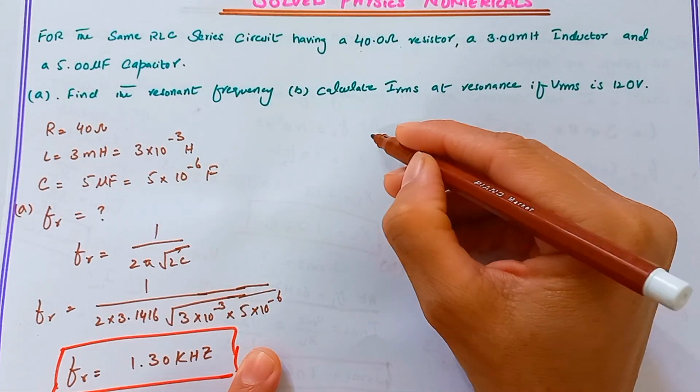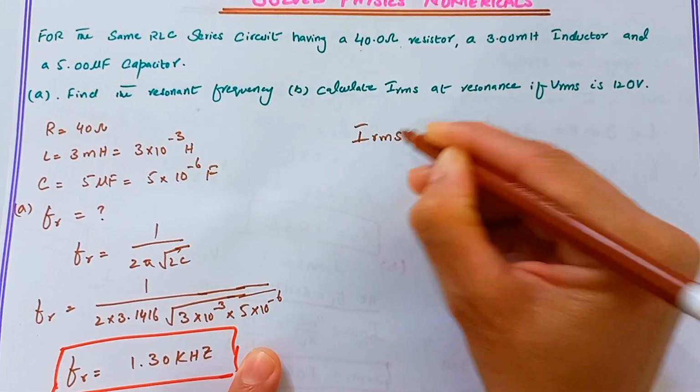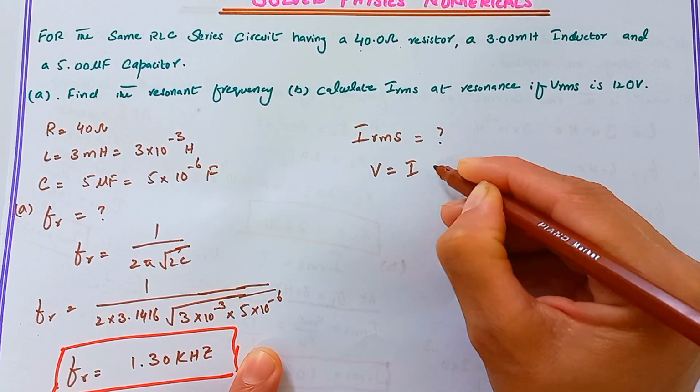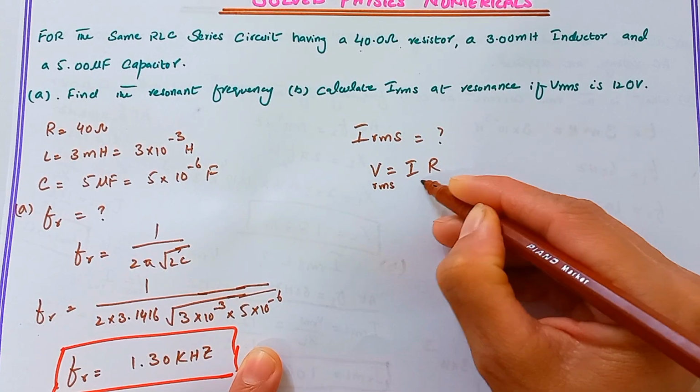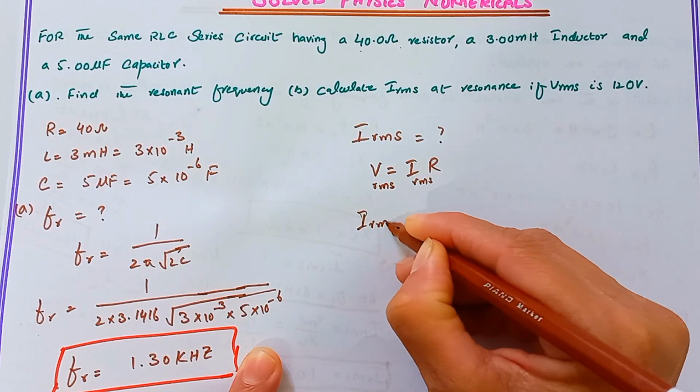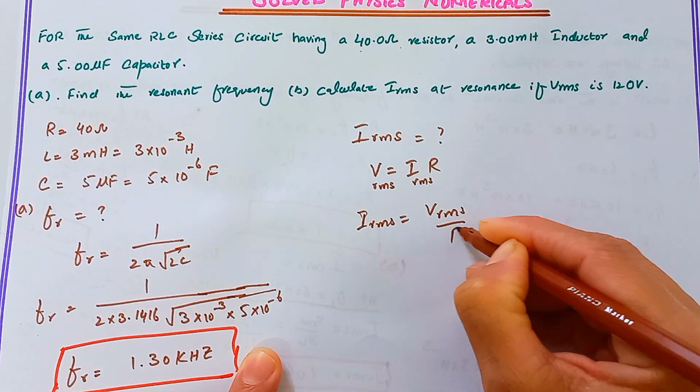Now we find the root mean square current at resonant frequency. Here we use the formula of Ohm's law, that is V equal to IR, and here we are using the root mean square value of the voltage and current. We find the root mean square current by rearranging the formula: I rms is equal to V rms over R.